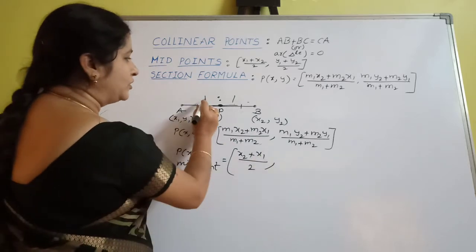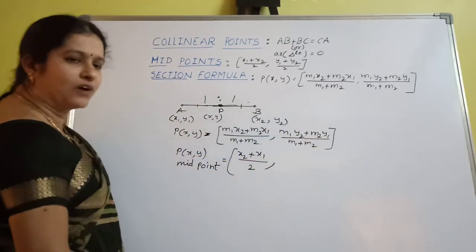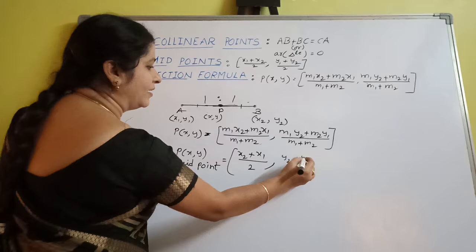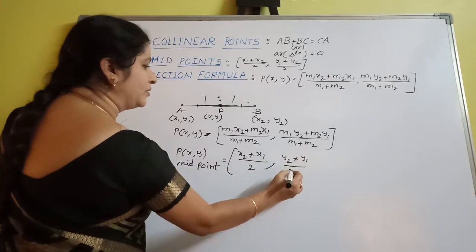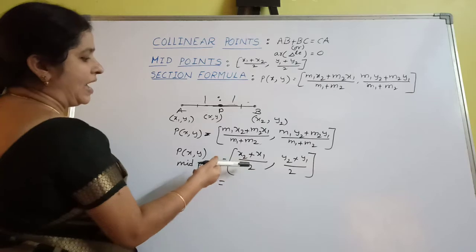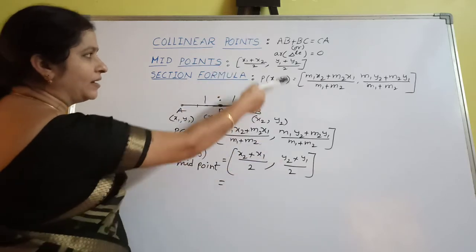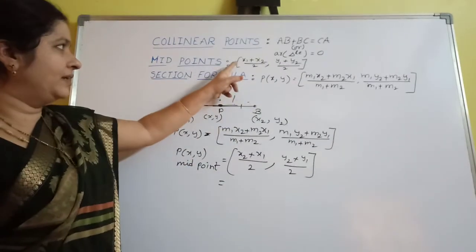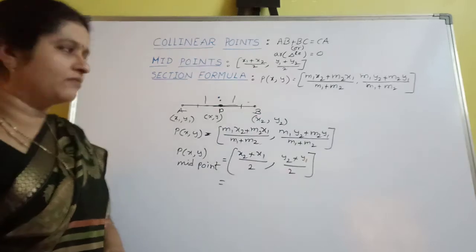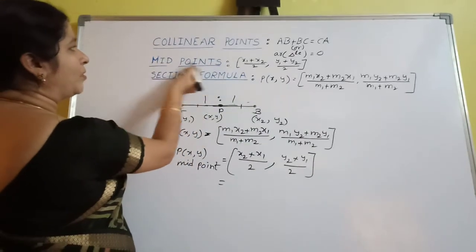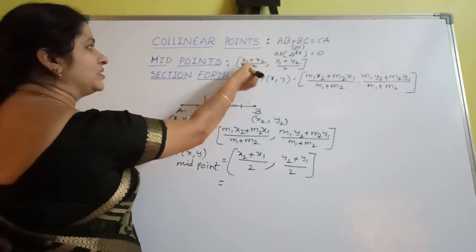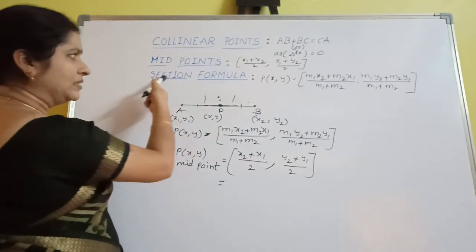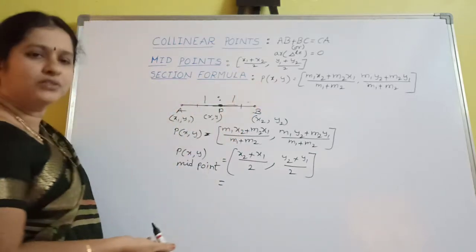Here also substitute the m1 value and m2 value in this formula. m1 value 1: 1 into y2, y2, 1 into y1, y1, by 1 plus 1, 2. So this is nothing but (x1 + x2) by 2 and (y1 + y2) by 2. So what is the formula to find the midpoint value? It is (x1 + x2) by 2 and (y1 + y2) by 2. So it is also a point. Midpoint means it is a coordinate. First value is x coordinate and second value is y coordinate. In this section formula also, P(x, y) is a point.